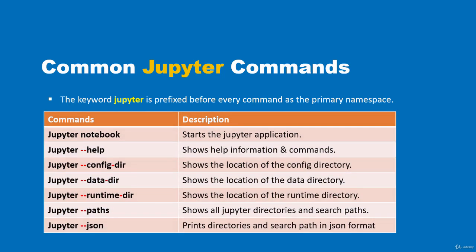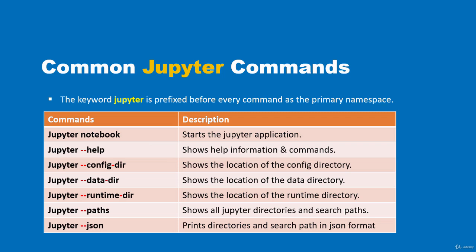So this is a table here, and we have some useful and commonly used Jupyter commands. First one here in the table is the command to start the Jupyter notebook. You just type in Jupyter space notebook, and that will start the Jupyter notebook application. If you want to see all the available commands that Jupyter has and you want some information as well, you just type in Jupyter space --help, and that will show you the available commands that Jupyter has.